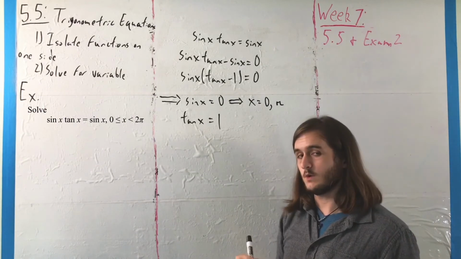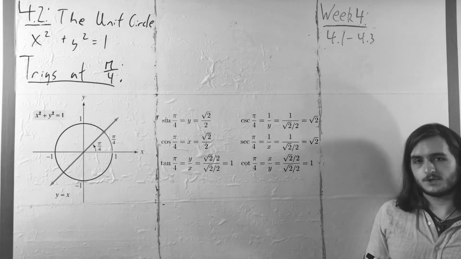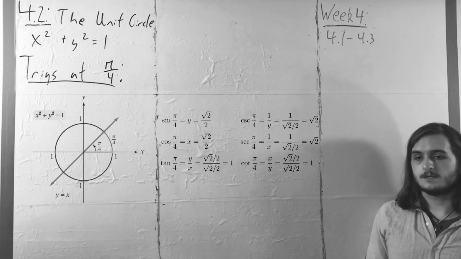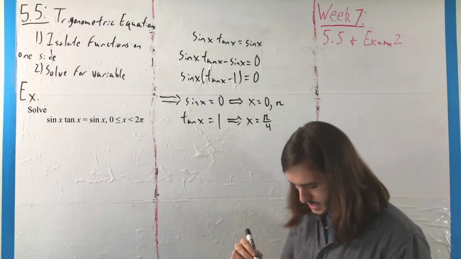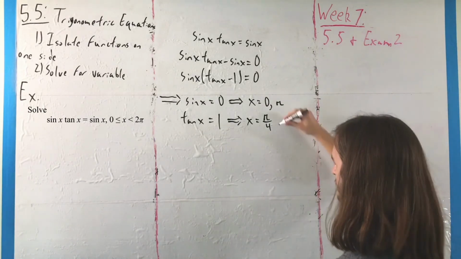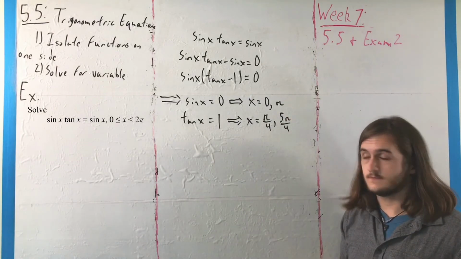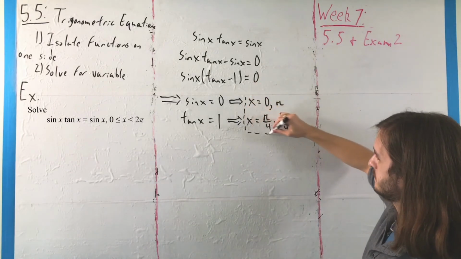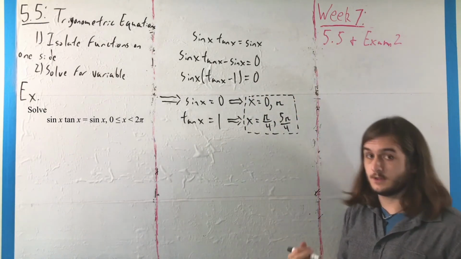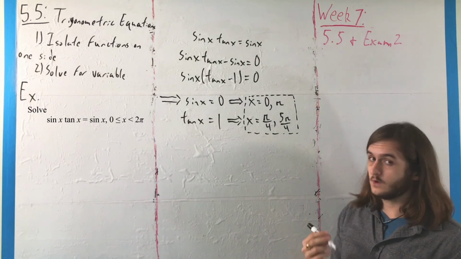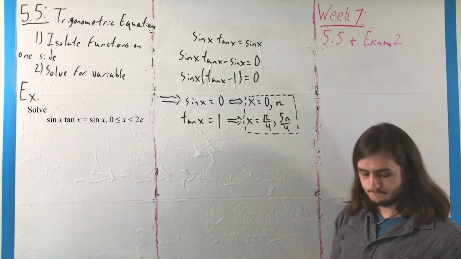Meanwhile, tangent is equal to 1 at those values where the unit circle hits the line y equals x, which occurs at places like pi over 4 and also 5 pi over 4. So this gives us our 4 solutions on the given interval to our equation. Either x is equal to 0, pi, pi over 4, or 5 pi over 4. Any of these will satisfy that equality.